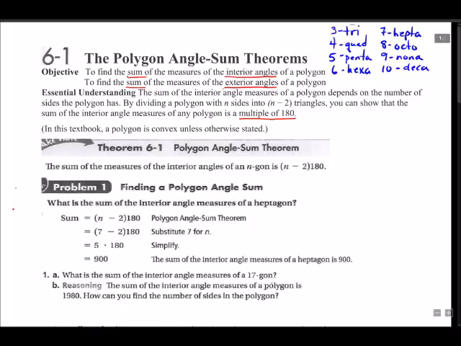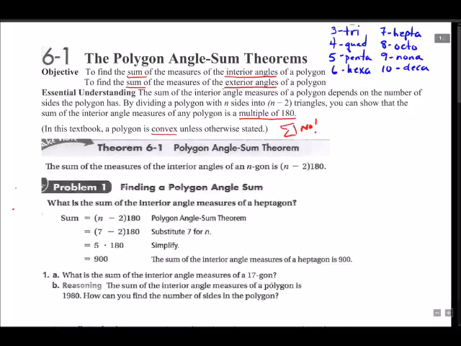Another thing to remember here is that in this textbook, a polygon is convex unless otherwise stated. That means it doesn't have any inside angles. A concave polygon would look something like that. So no, none of those. All of them have outward pointing angles.